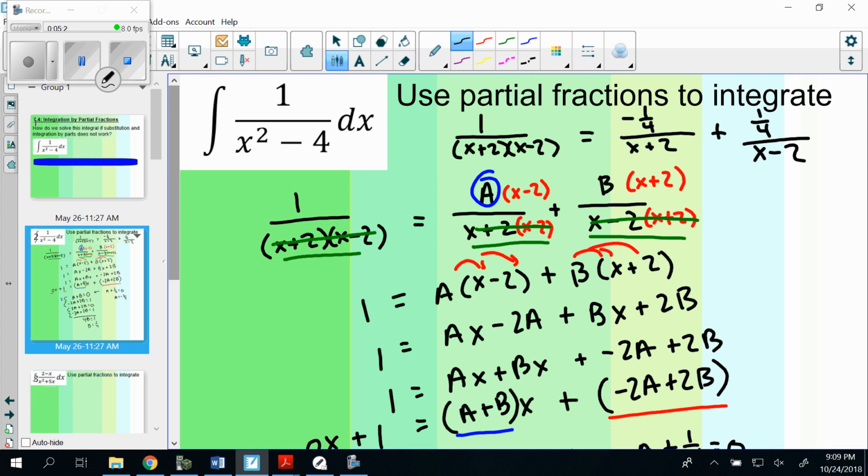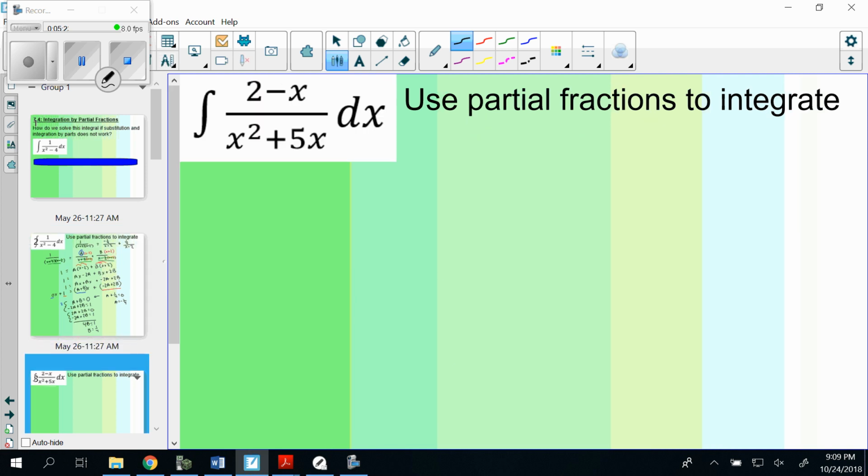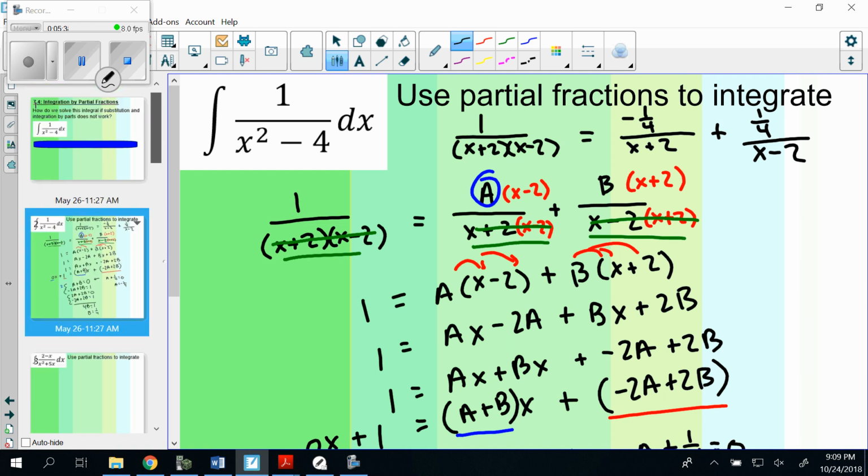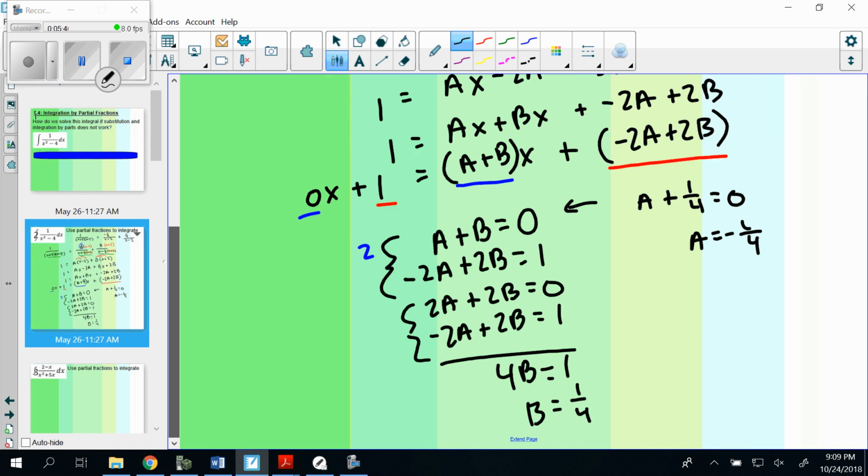Okay, so now what we're going to do is use that to integrate this. So we're going to change our integral to kind of match what we had there. Okay, so how that works now is, let's set up our integral to the same thing.